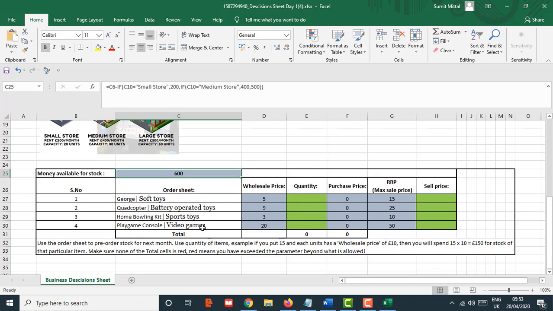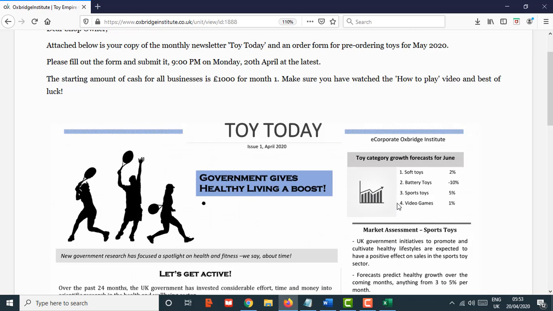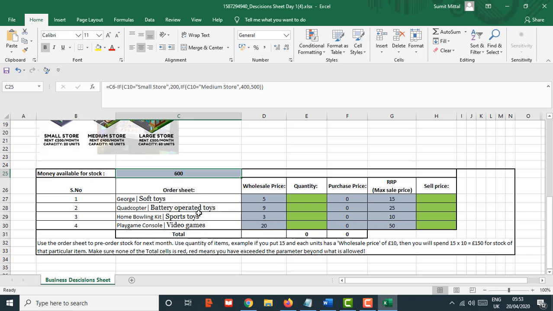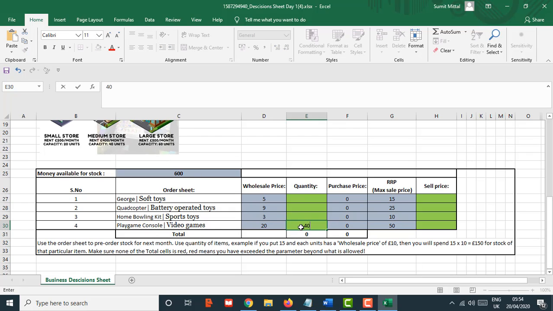Now we have four categories of toys. If we go back to the newsletter, we have George, quadcopter, home bowling kit, and play game console, and that is reflected here as well. So this is the wholesale price, and this is the recommended retail price. So let's say, obviously I've got a medium store, so I have a capacity of 40 units. So let's say I want to stock 40 units of the play game console.